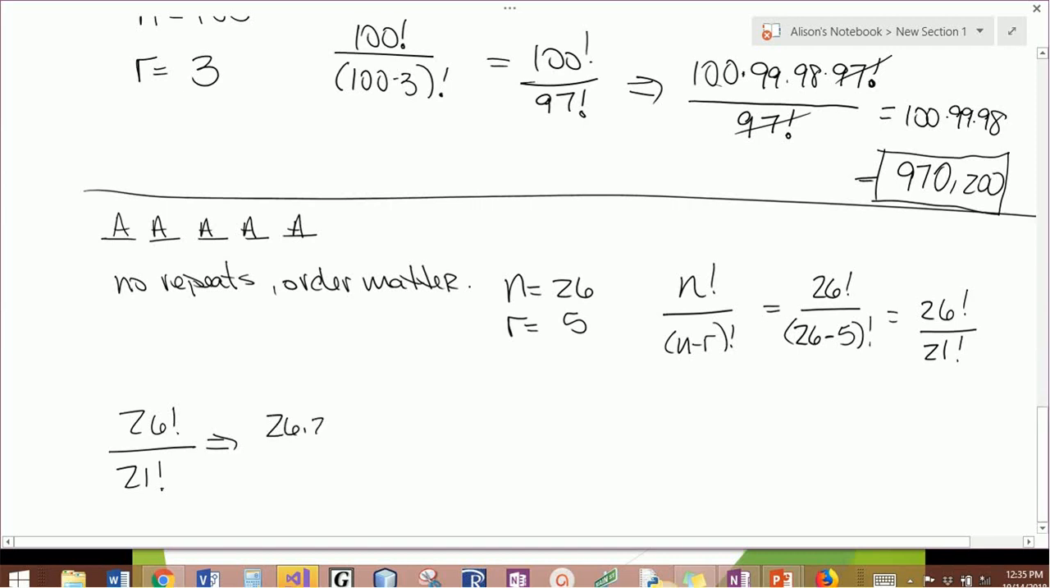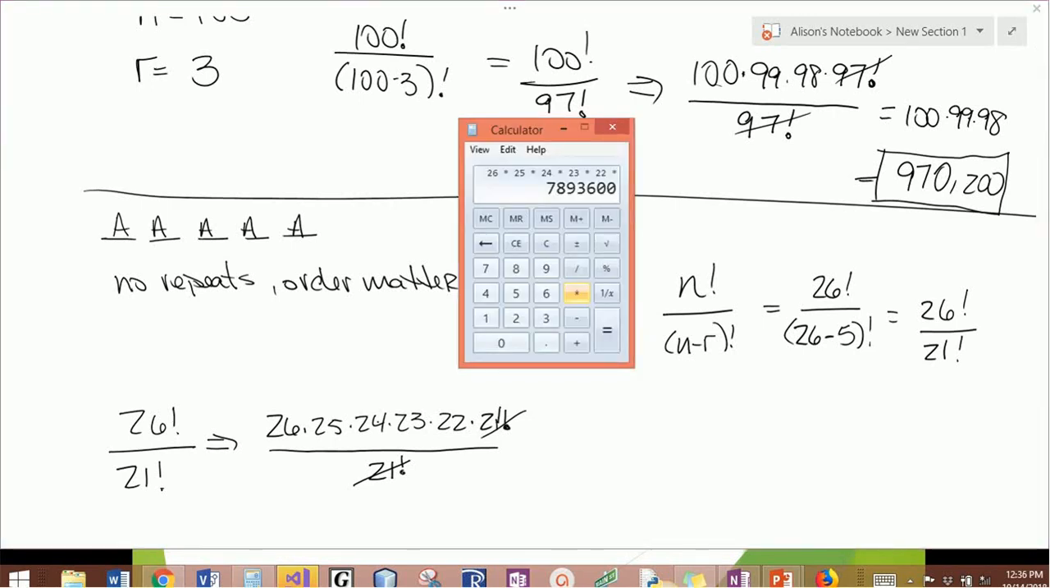Factorial, this would be 26 times 25 times 24, 23, 22, and finally 21 factorial, all divided by 21 factorial. If I factor out the two very, very large factorials, this leaves me with a very large number. It looks like 7,893,600,000. So this is going to be a much, much larger number if I can have no repeats.